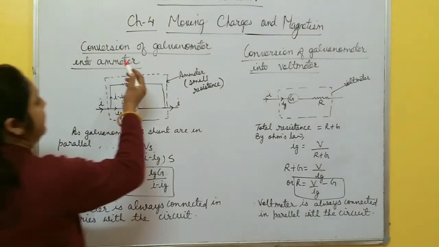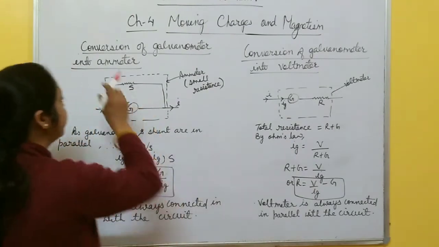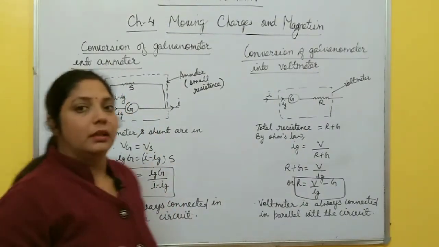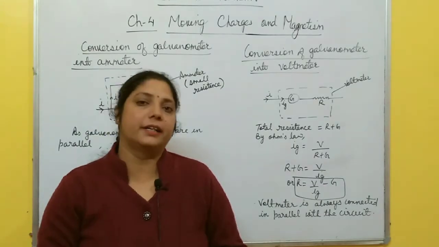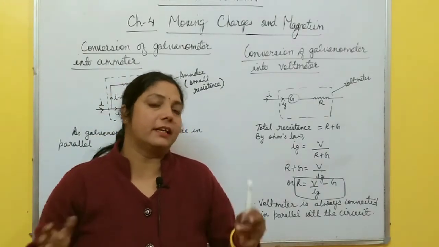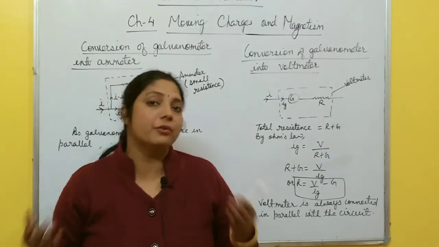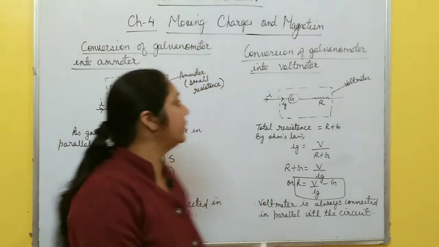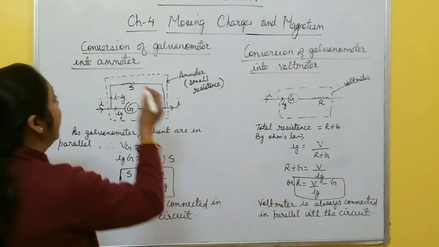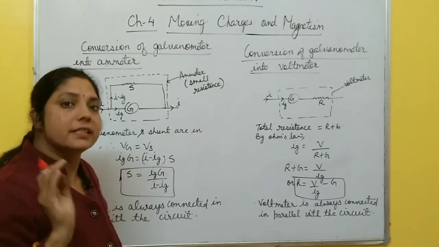Now the last topic is the conversion of a galvanometer into an ammeter and voltmeter. First, into an ammeter. You know, with the help of a galvanometer only, we can measure a small amount of current and voltage. But if a large amount of current flows in the circuit, and a large potential difference is there, how do you measure it? For that we can convert this galvanometer into an ammeter and voltmeter. An ammeter is a device to measure a large amount of current in the circuit.